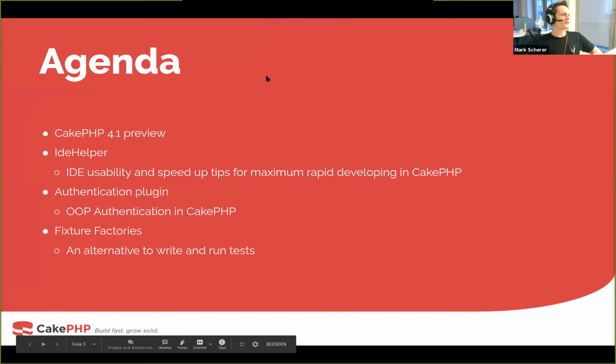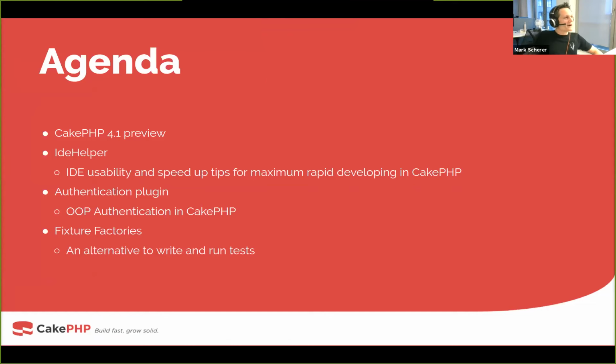The agenda for today is basically a CakePHP 4.1 preview. Sometime this summer, we want to release a stable version, and there are going to be quite a few improvements during the 4.x lifecycle. So why not showcase already some of the useful stuff from there? Most of them are already true anyway in the 4.0 release.